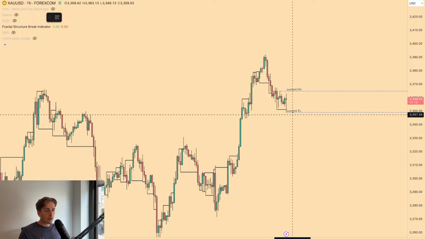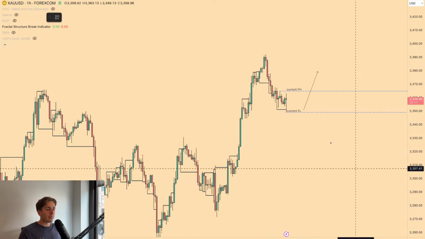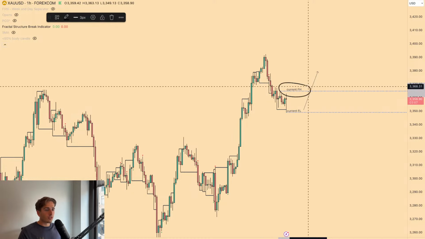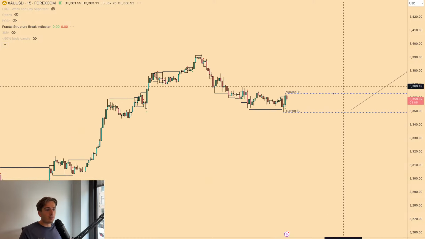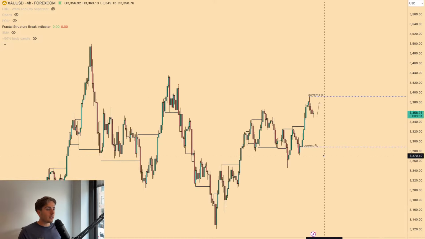But yeah, for gold, I'm only looking for buys, to be honest. But I would prefer to see some confirmation from this region. Maybe the first 1-hour fractal break, which would mean a double 15-minute fractal break. So yeah, looking for those gold buys.